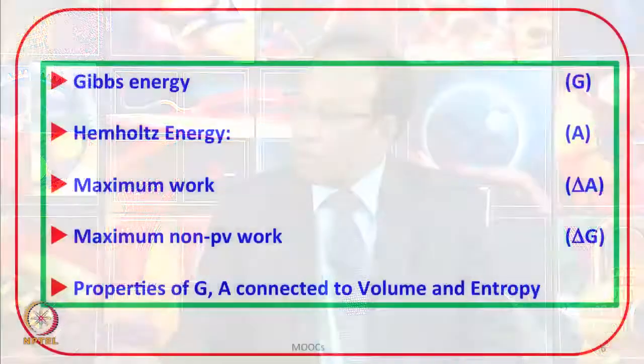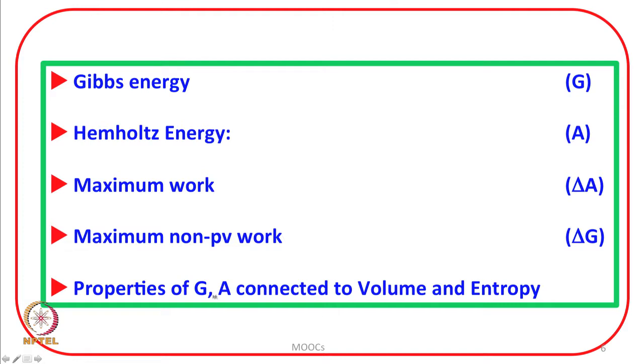We also discussed why delta A is called the change in Helmholtz free energy. We discussed what is free in this free energy. And then we went on discussing the properties of G and A and their connection to volume and entropy. You remember the equation dG is equal to VdP minus SdT, and we also discussed the equation for dA, so that the changes in G and A can be connected to other important thermodynamic properties.